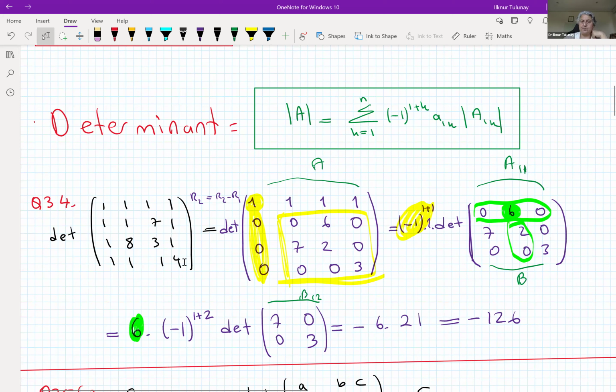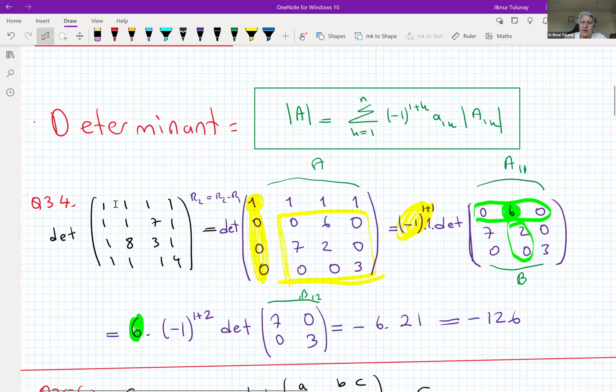This is the idea. If we apply, for example, row 2 equals row 2 minus row 1, that will give us 0 in this position. This is how I got from here to here. I am also doing row 3 minus row 1, and row 4 minus row 1. So I'm getting those ones to 0. From here I have 0. From here I have 6. From here I have 0. This is what I've got there.